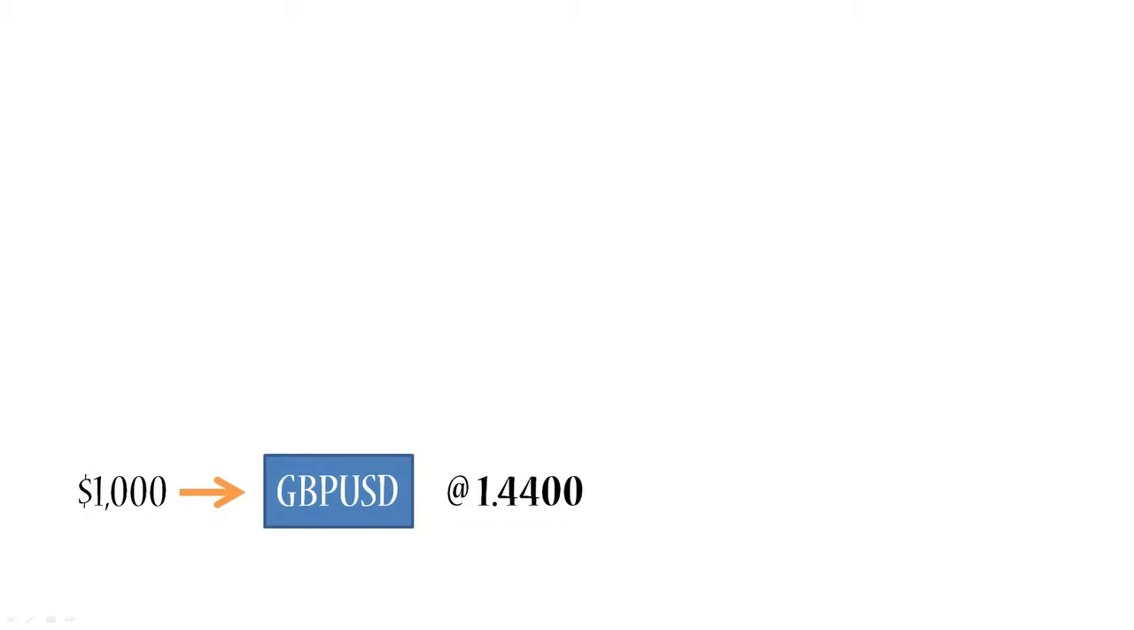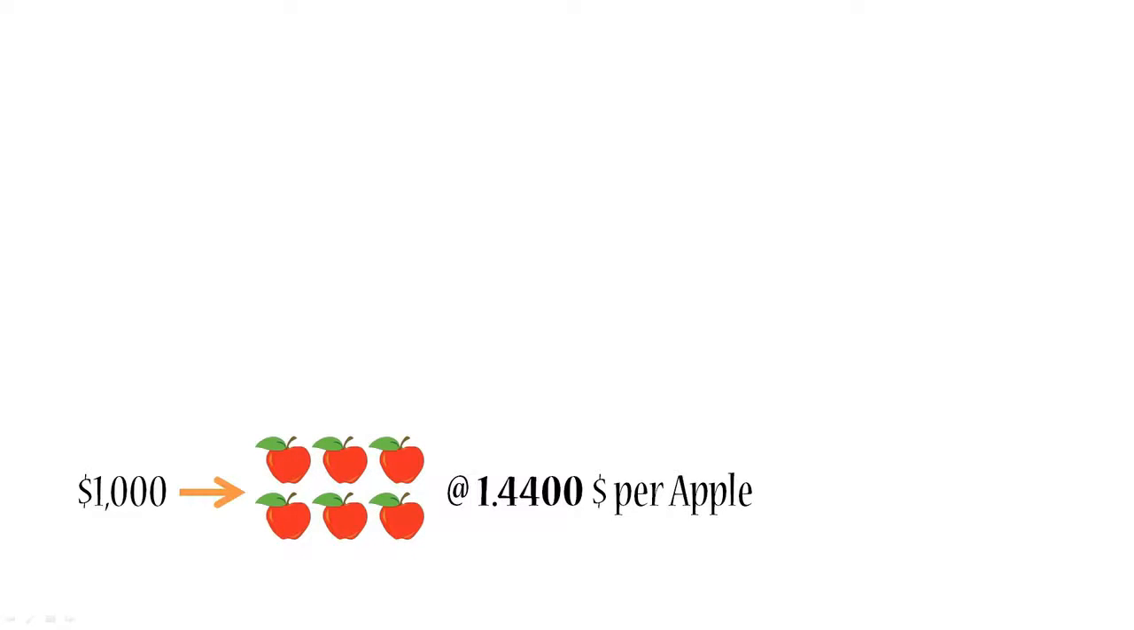So let's assume that the bullish trader had $1,000 to invest, which he put into the British pound at a quoted price of 1.4400. Now, as we did previously, let's simplify this example by replacing the British pound with apples, because apples are also tangible. We can hold them, count them, measure them, weigh them up, and we can always replace the base currency with apples to simplify things.